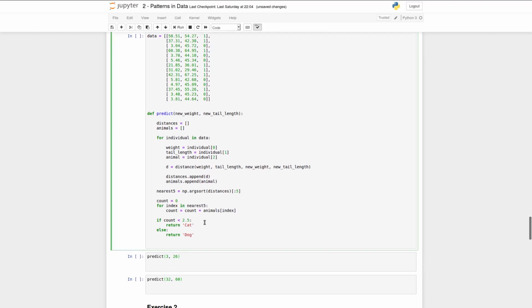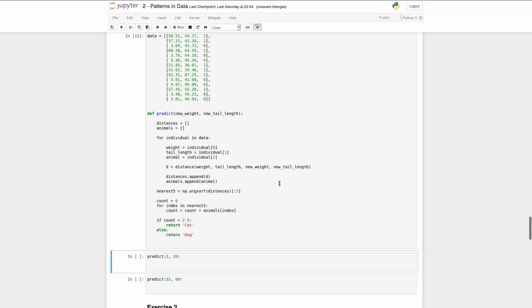Okay, and then what we're doing here is we're going to set a new variable called count, which is 0. And then we're going to say for index in nearest 5. So basically for the nearest 5 animals, we're going to add animals index. So basically this is going to be a 0 or a 1 based on whether it's a dog or a cat. So it's basically saying for each of the nearest 5 animals, if that animal is a dog, add 1 to the count. If it's a cat, don't add anything to the count. And that means if the count is less than 2.5, it's a cat. And if it's more than 2.5, it's a dog.